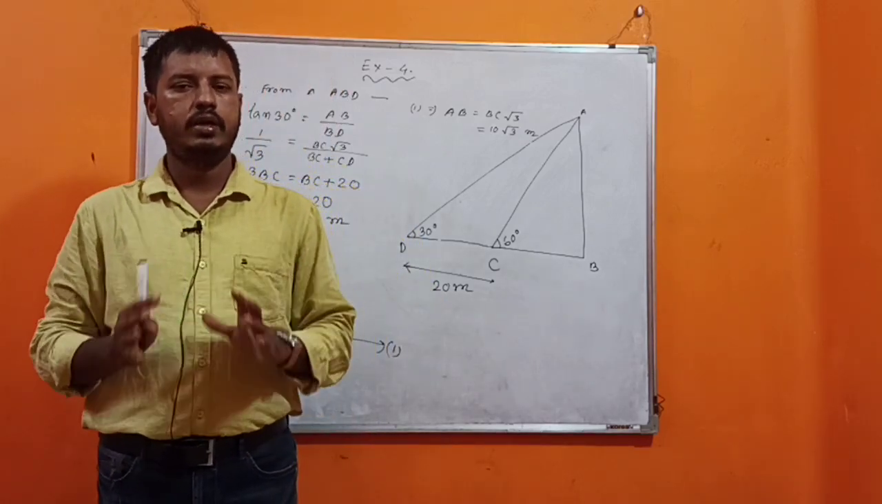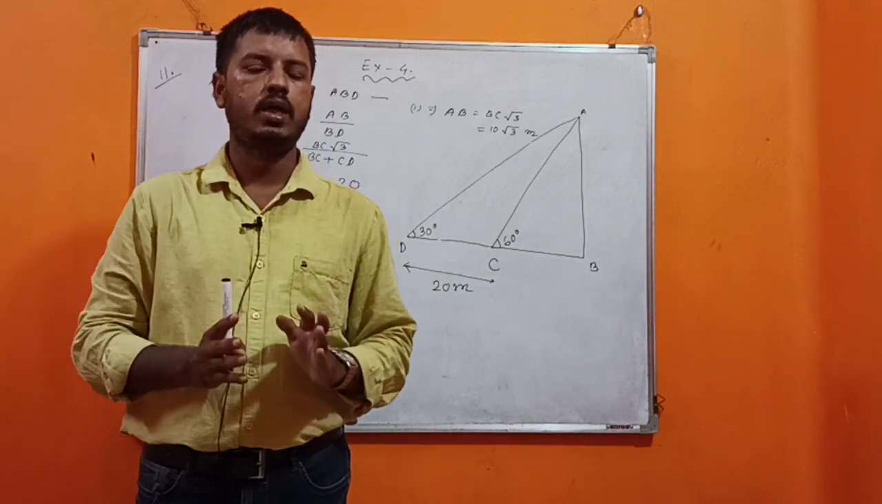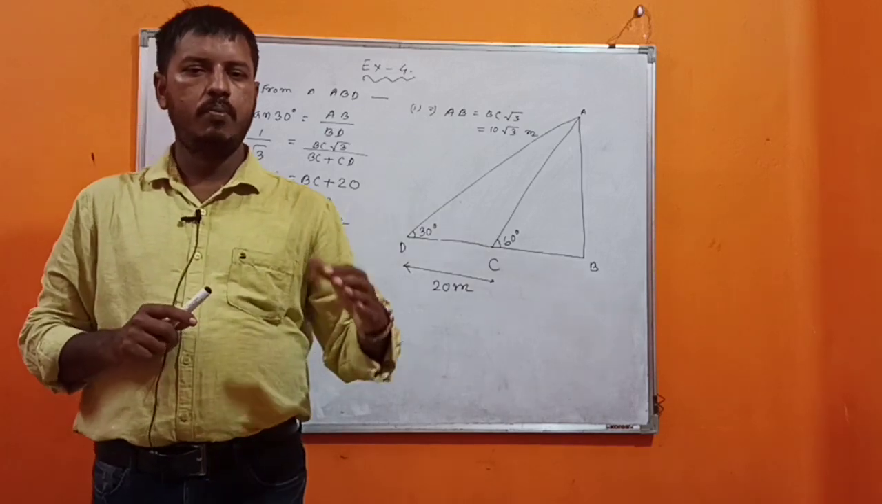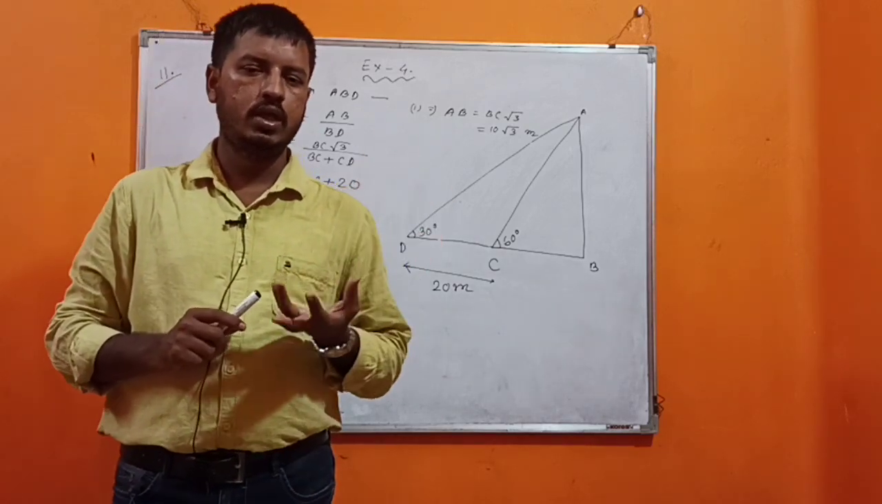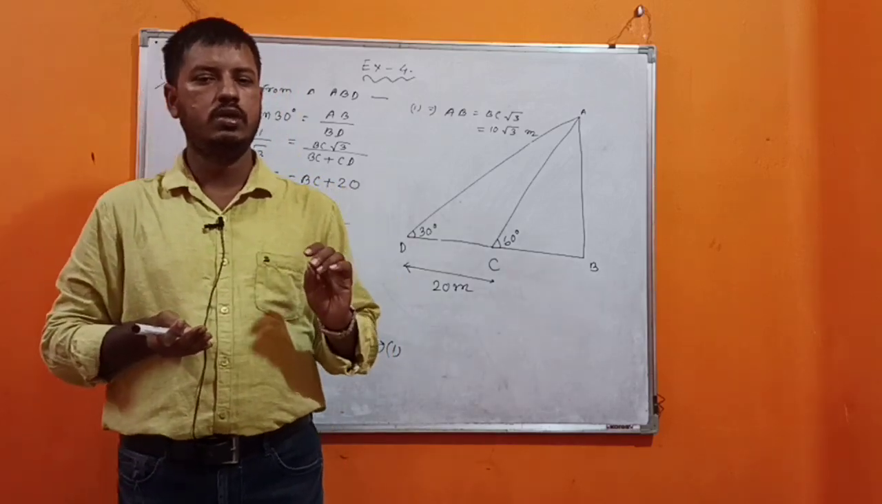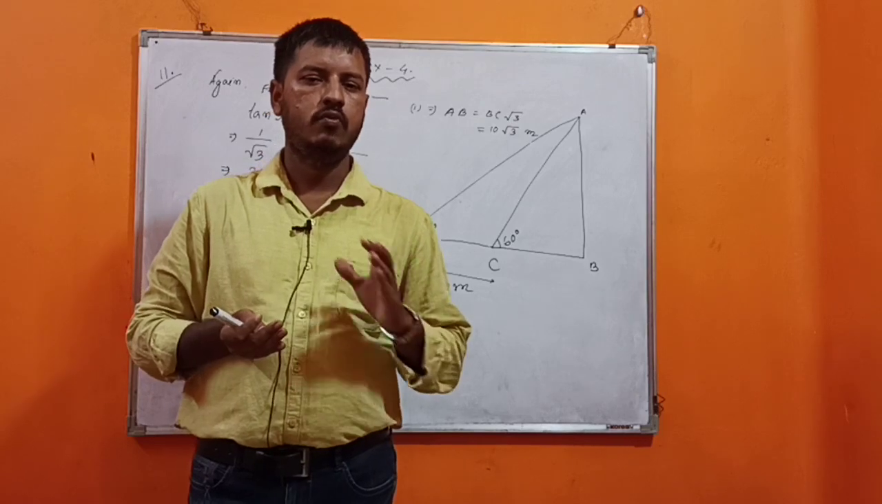Therefore height of the TV tower is equal to 10 root 3 meter and width of the canal is equal to 10 meter. So through this we have completed 11 numbers of questions, and I am repeating again that from these 16 questions, 1 question definitely will come in your final exam which carries 4 marks.